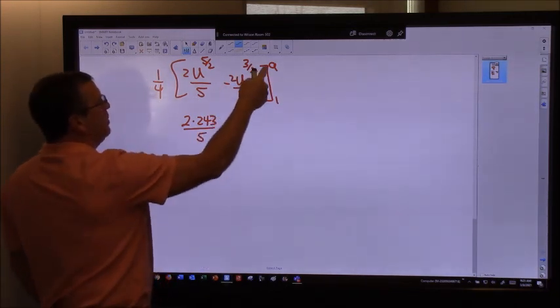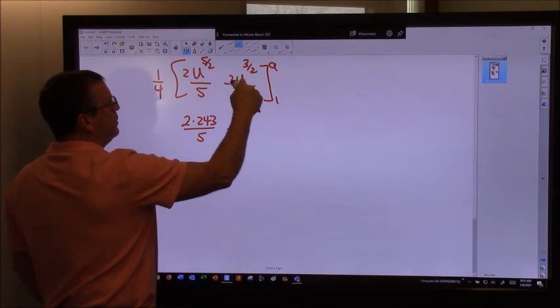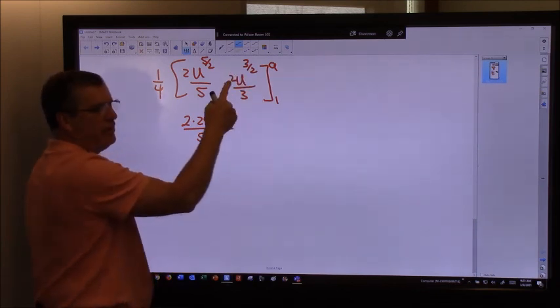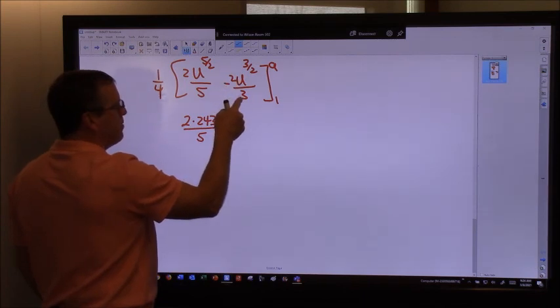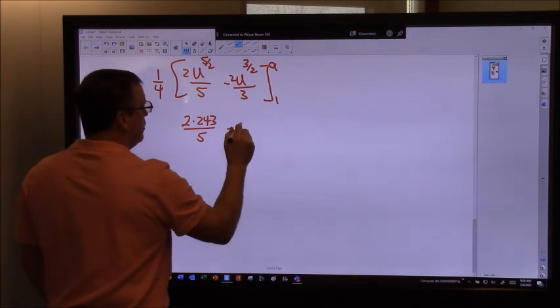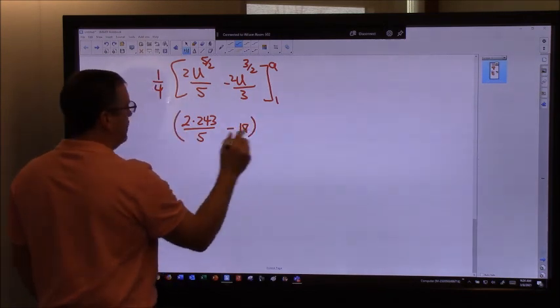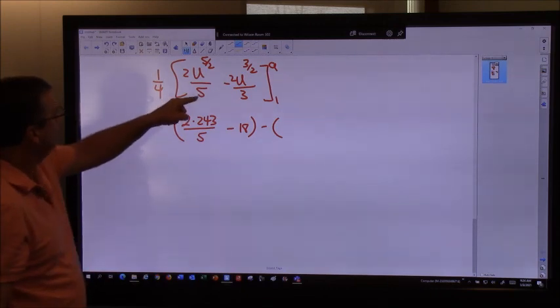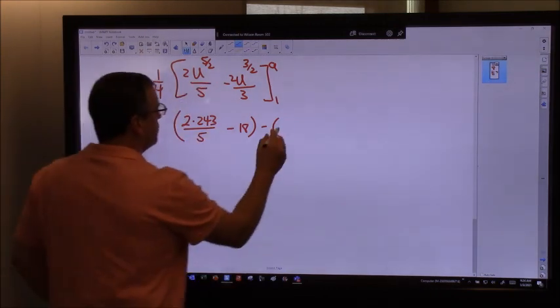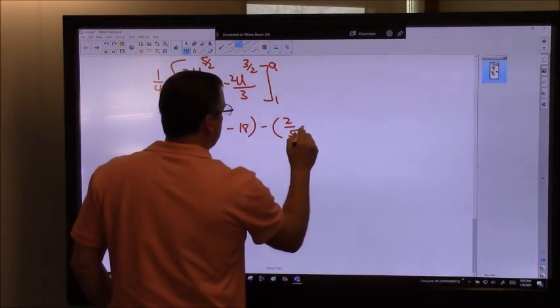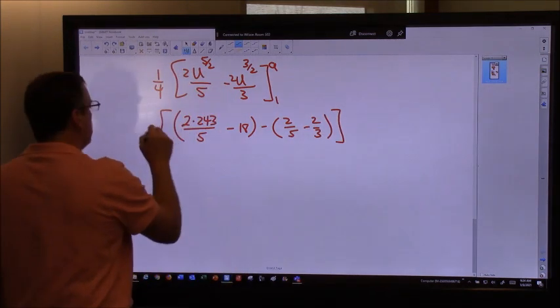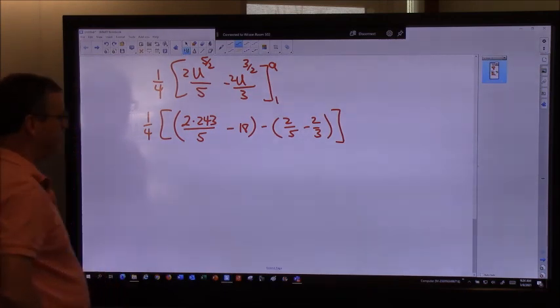Minus, let's see, when I plug in a 9 here, I'll take the square root and get 3. Raised to the third power, that's 27. Divided by 3, that's 9. So times 2, that's 18. Minus what I get when I plug in a 1. 2/5 minus 2/3. I still got to multiply by 1/4.